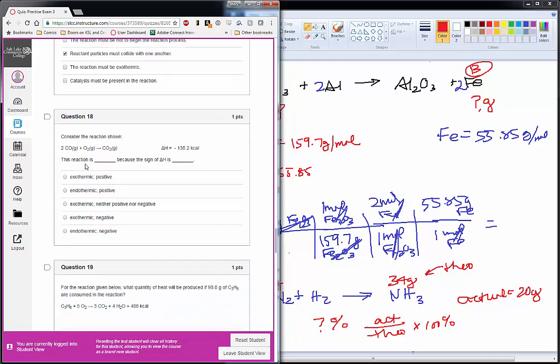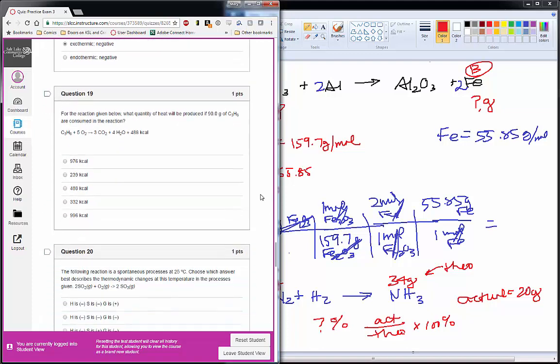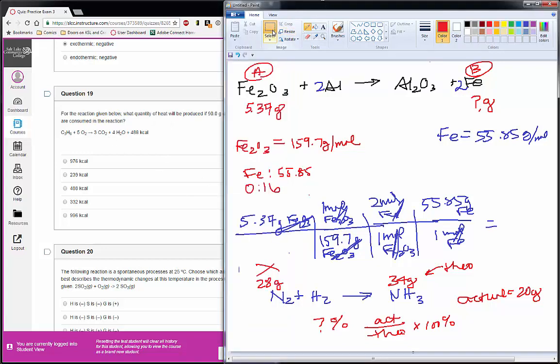In this reaction, how would we describe it? The sign of delta H is negative. I hope you can all see that. So that narrows it down to here. Is the reaction exothermic or endothermic? Delta H negative, that means exothermic by definition. In this case, what quantity of heat is produced if 90 grams are consumed? Okay, this is just another stoichiometry problem.